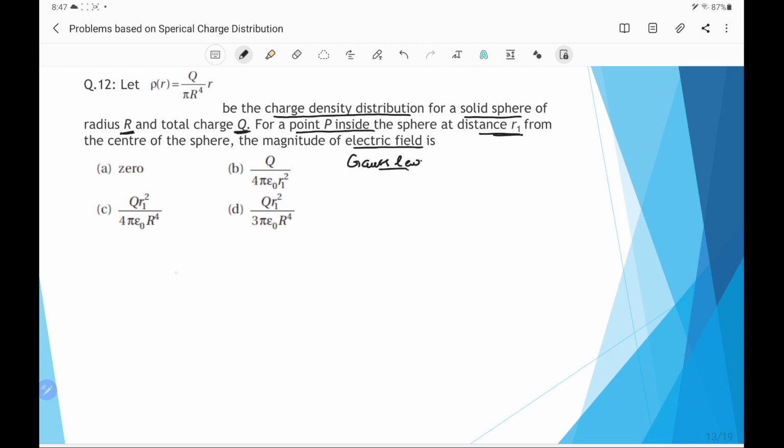And as per the problem, suppose this is the solid sphere. It is a non-conducting sphere on which charge is distributed over its volume. And radius of the sphere is given capital R, and there is a point taken P which is at a distance r1. So we have to find the electric field at the point P. And here the distribution of the charge is given by the charge density distribution, it is not a constant, but it is a variable function. That means it is depending on r.